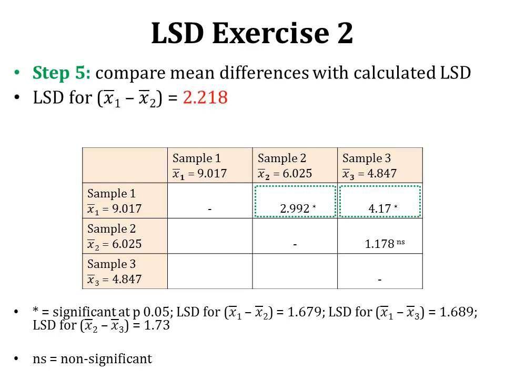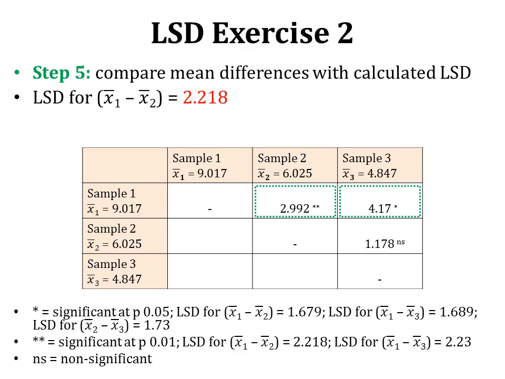So our first LSD is the LSD for the difference between the means of sample number 1 and 2, and this value is 2.218. And we can see that our difference between the mean values, which is 2.992, is greater than this LSD. Therefore, we are going to place another asterisk. Now, this double asterisk means that this result is significant at 0.01, right?